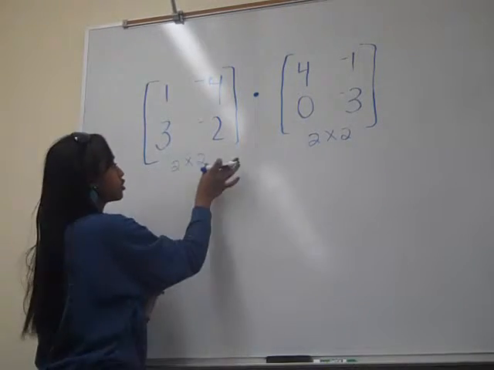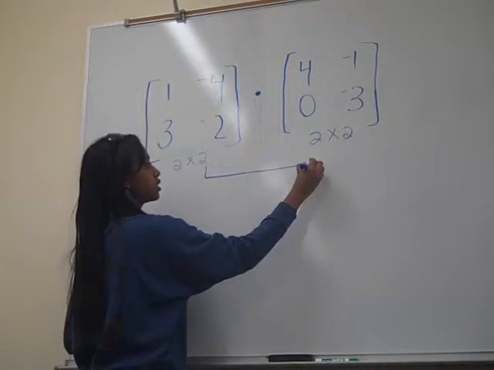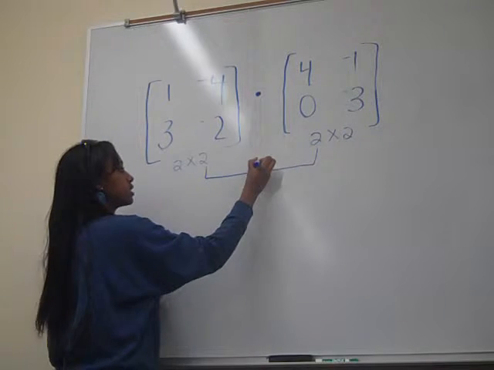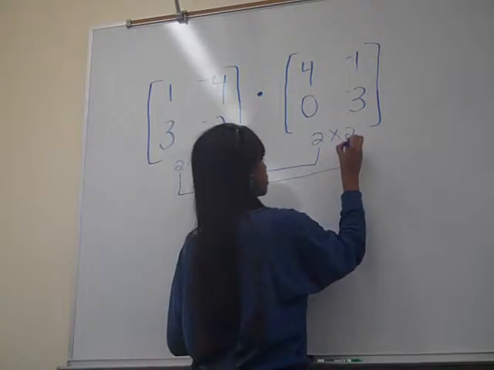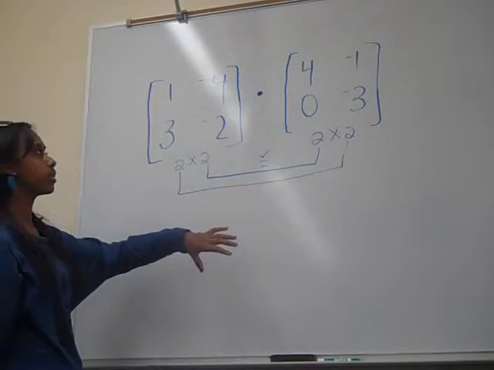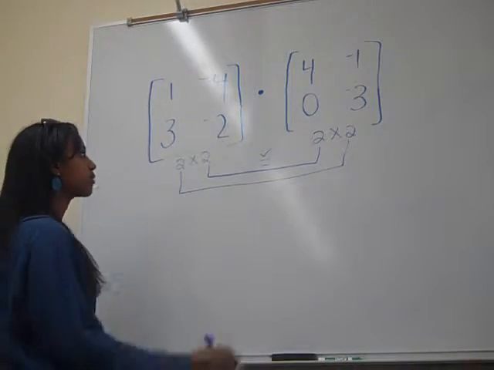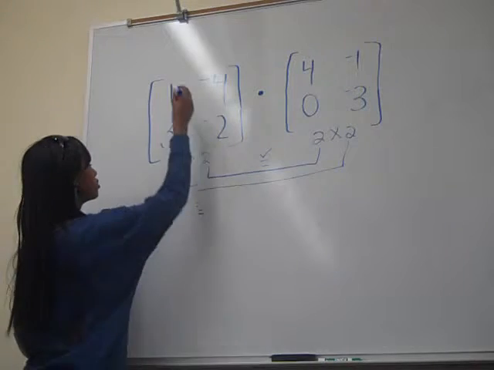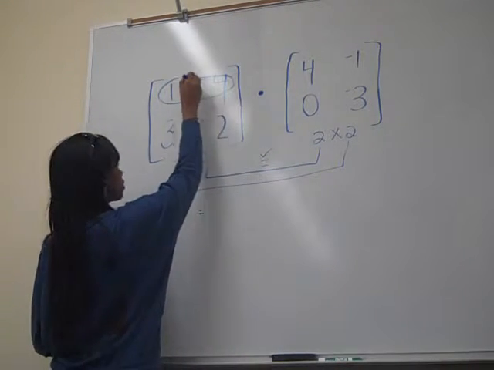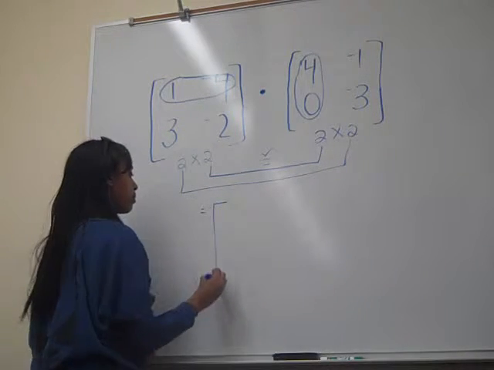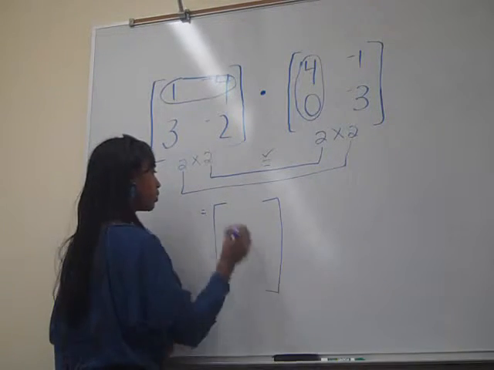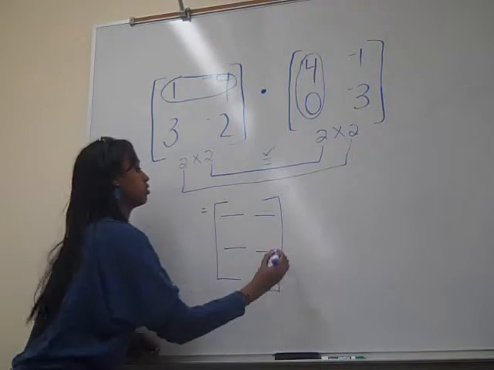Now you have to look at the 2 inner numbers of the dimensions of both matrices. Since they are equal, we're able to multiply. And the 2 outside numbers tell us the dimensions of the answer we will get once we multiply those 2 matrices together. To help you multiply, what you should do is rows times columns. Mapping out what you will be doing will help you do this easier.